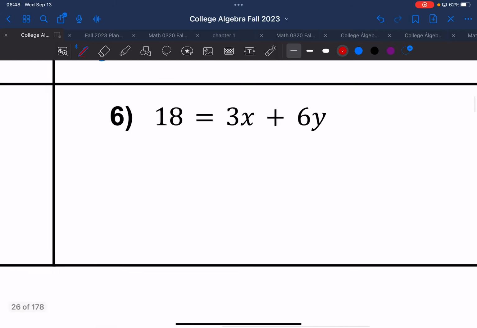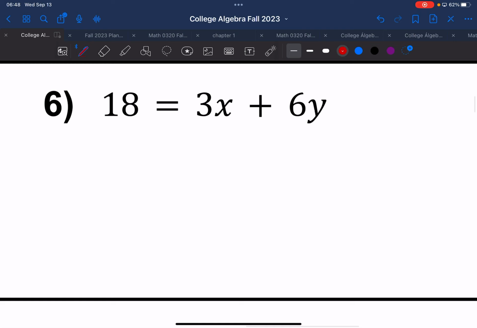And then number 6, is this in standard form, yes or no? Yes, it's just flipped. We have our equal sign on the wrong side. So if I was to rewrite this, I would have 3x plus 6y is equal to 18. I would just move that 18 to the correct side. So I could label this as A, B, and C.